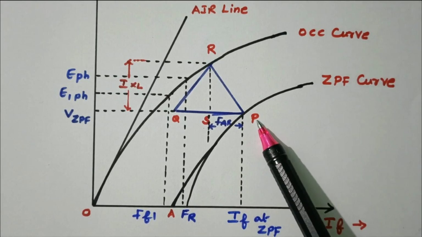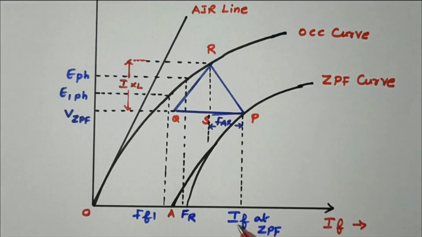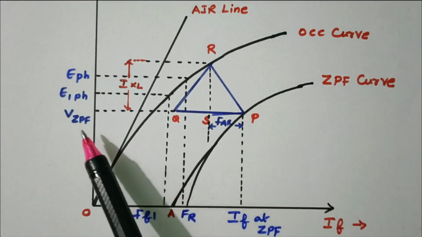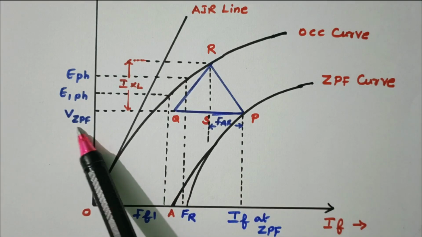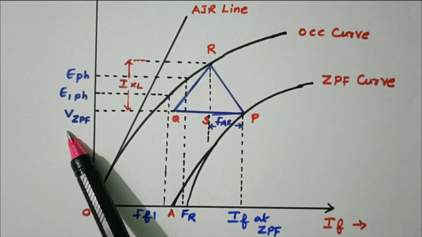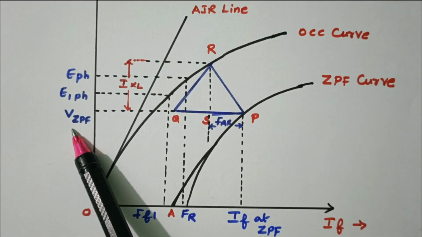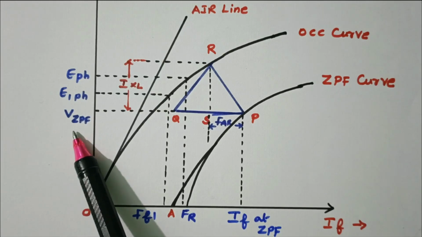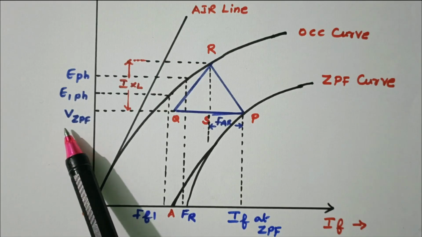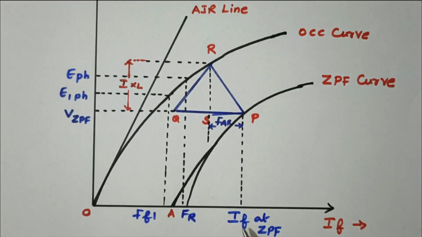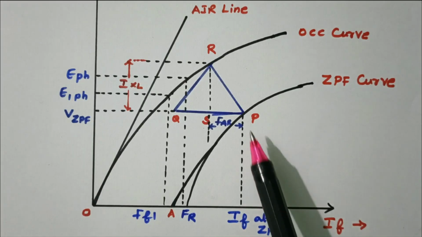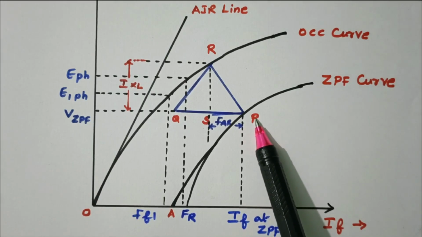Then point P. What is point P? That is nothing but the corresponding field current at ZPF and voltage at ZPF. That we identify from the ZPF test. The field current is varied until ZPF. The corresponding voltage will give the voltage at ZPF, and the field current is the field current at ZPF. That will give the point P.